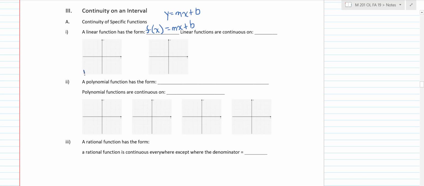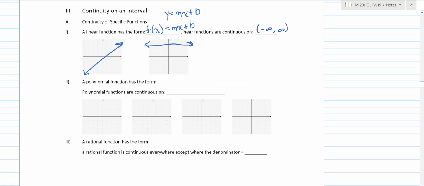There are different kinds of possibilities. You could have a line going like that, or a horizontal line going like that. The point is that there are no breaks in the graph. And if there are no breaks, where is it continuous? It would be continuous on all real numbers, so negative infinity to infinity. Anytime you have a linear function, you know it's continuous everywhere.